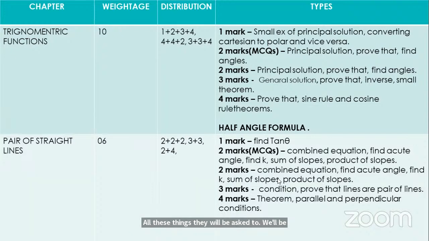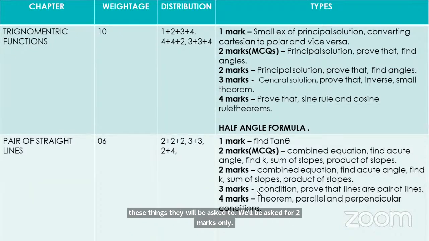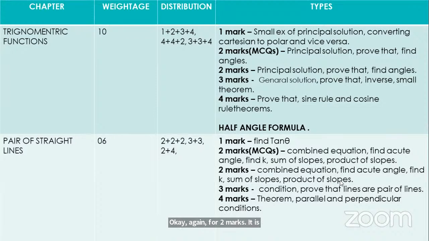Again, for 2 marks it is multiple choice, and 2 marks means again combined equations, separate equations, finding k, slopes, product formula, all these will be asked for 2 marks. And for 3 marks, again they will give the condition and ask the value of a certain thing, for example finding the value of k, or sometimes they may ask whether the 2 lines are parallel or perpendicular to each other. That condition also they will ask for 3 marks.